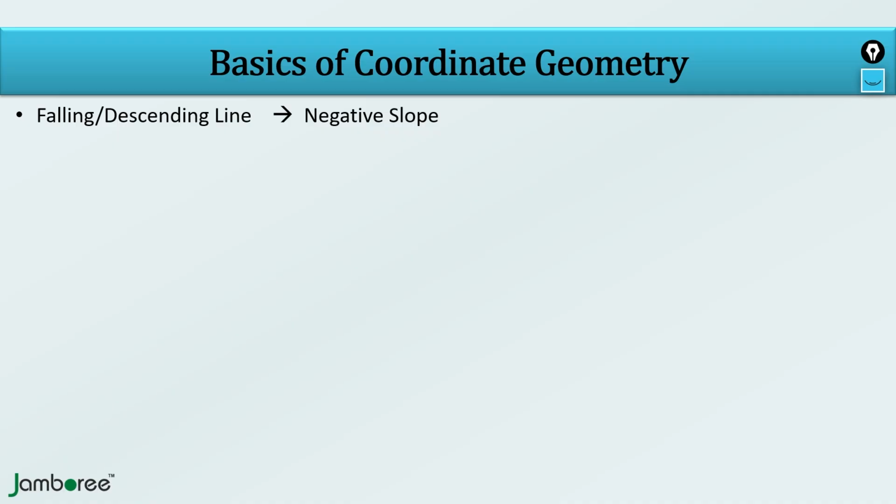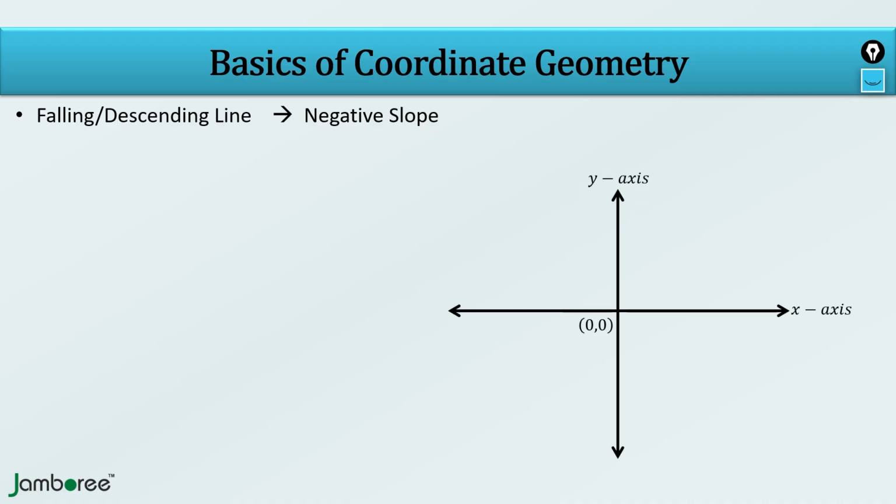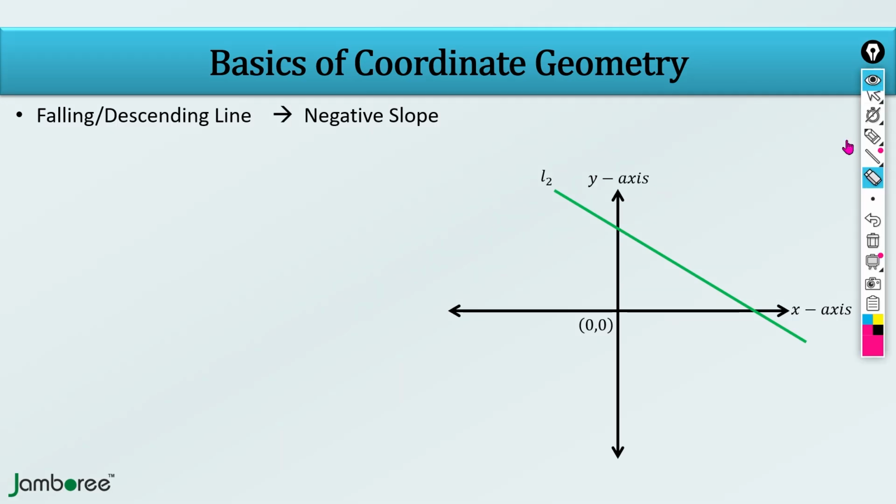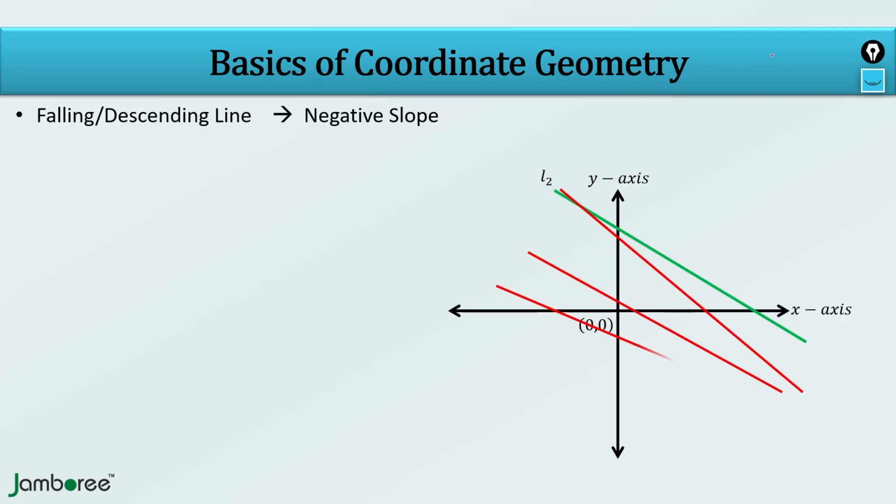Now, falling or descending line. Similarly, we are given a line L2 in the coordinate system. To determine whether it's a falling line, here also we will move from left to right. While moving from left to right, if the line falls, then it is a falling or descending line. So this is a falling line, this is a falling line, this is a falling line, all these are falling lines, because for all these lines, whenever I move from left to right, all these lines will fall, and any falling or descending line will have a negative slope.